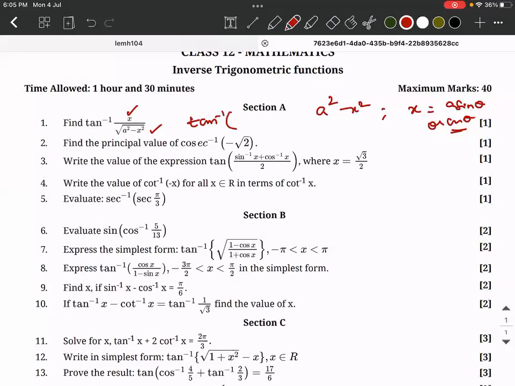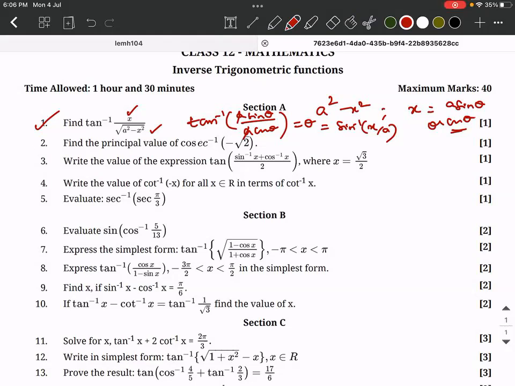So tan inverse of what will you get? You will get a sin theta divided by a cos theta. Am I right? So a and a will get cancelled. Tan inverse of tan theta will give you theta. But what is theta? Theta is sin inverse of x by a. So the answer for the first one, tan inverse of x divided by root of a square minus x square, is actually sin inverse of x by a. Or if you want to take a triangle and then solve, you can do that.